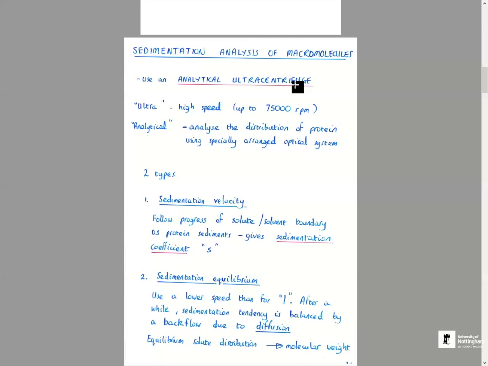So this sedimentation method is a wonderful way for assessing the sizes of particles and also the conformations, especially when used in conjunction with other techniques like electrophoresis, as we'll see later when we show an example. And there are two types of sedimentation method.